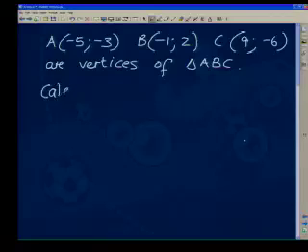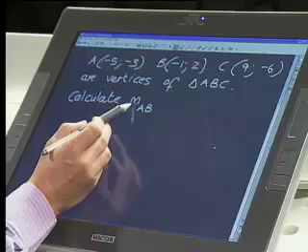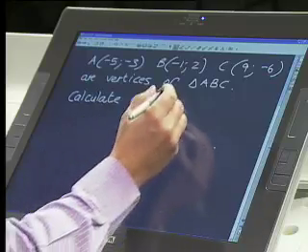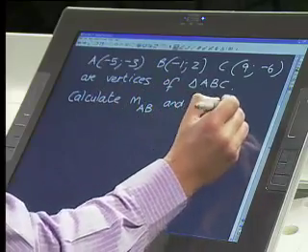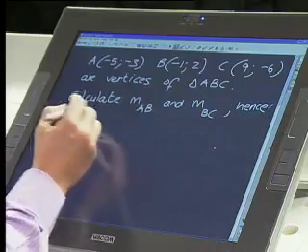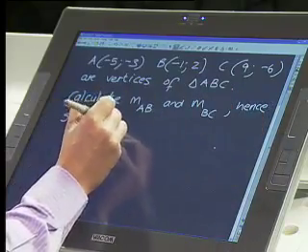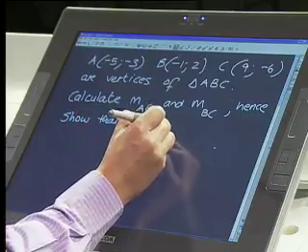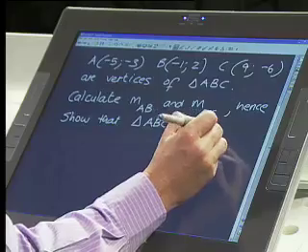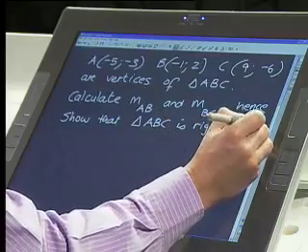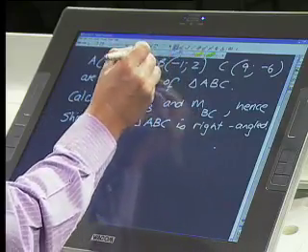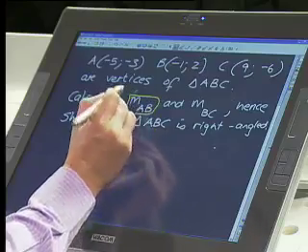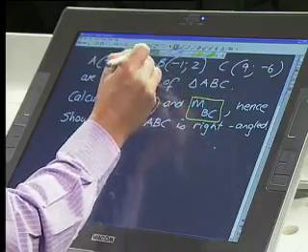Calculate the gradient of AB, and you know that we denote gradient with a little m. So we're going to calculate the gradient of AB and the gradient of BC, and hence show that triangle ABC is right angled. So we start with the gradient questions, right? Here they are, the gradient of AB and the gradient of BC.